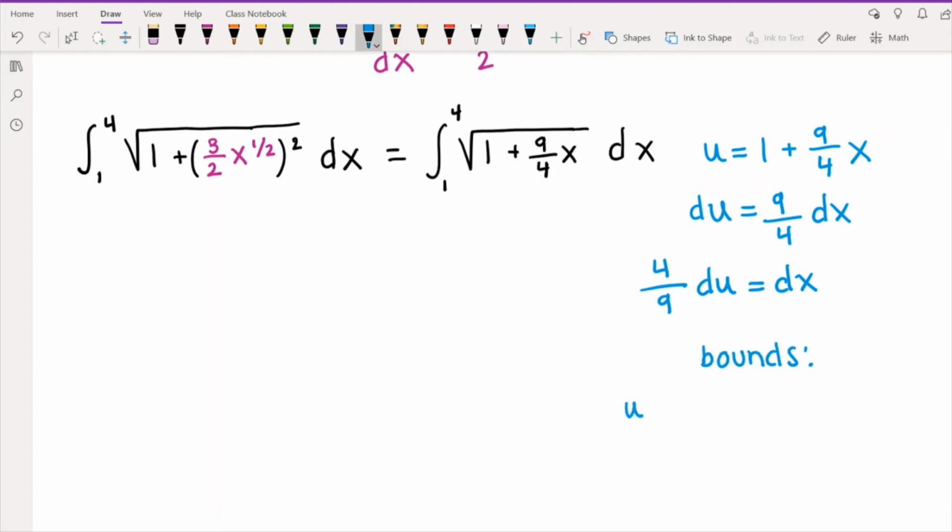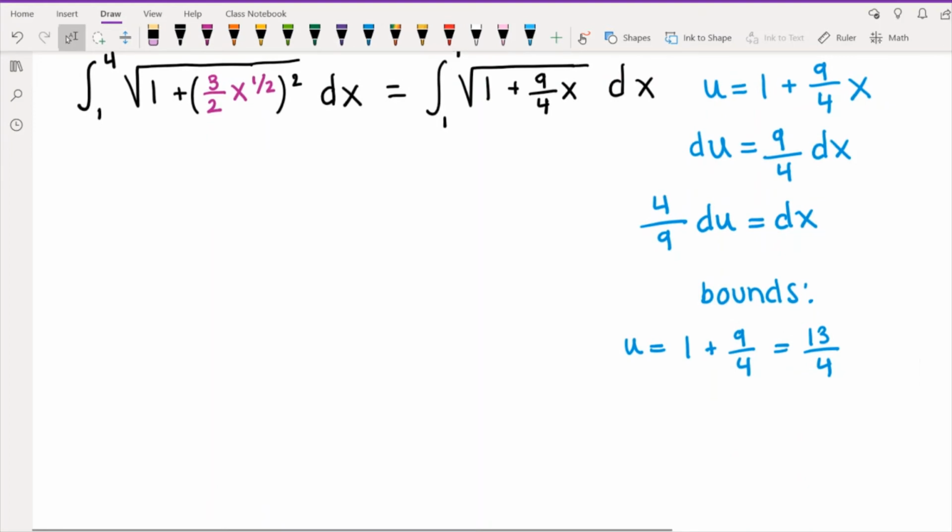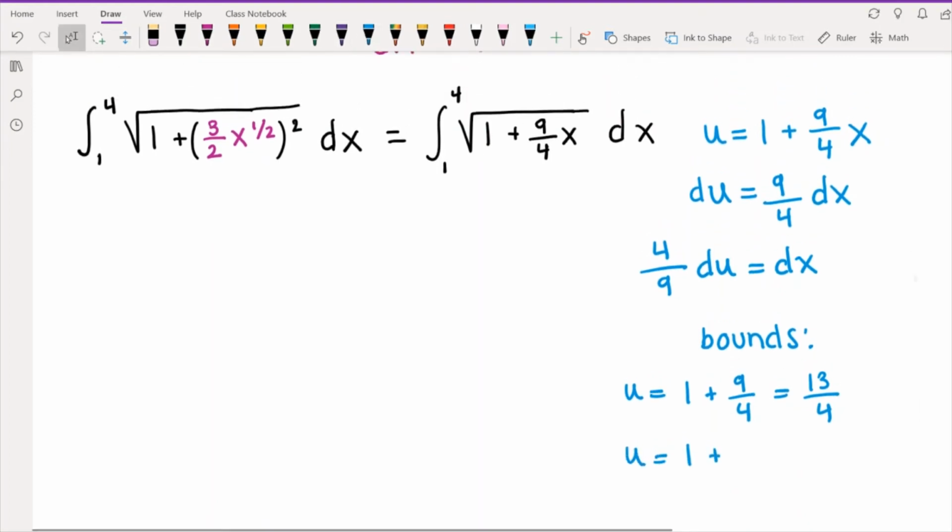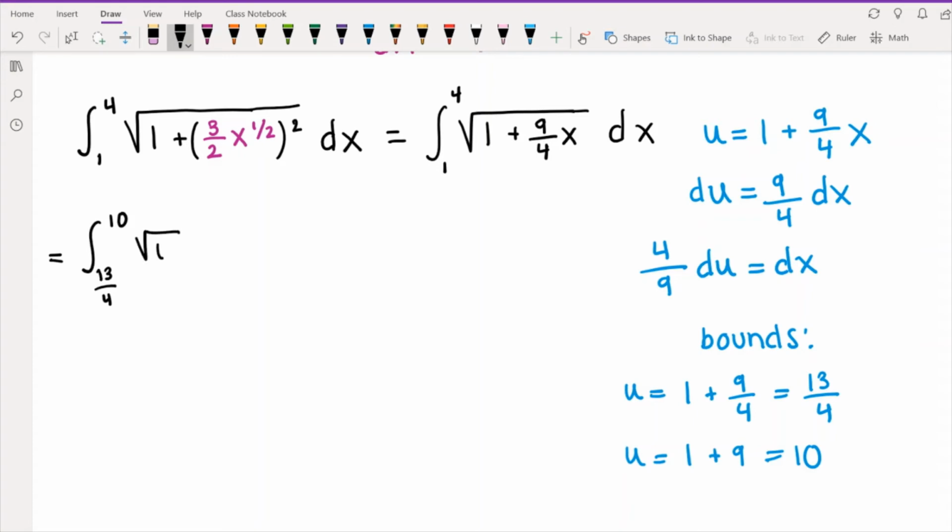So the lower bound is going to be 1 plus 4/9, or 9/4 times 1. So that's going to be 13 over 4. And then the upper bound is going to be 1 plus, so if you multiply 9/4 with 4, you just get 9, right? So the upper bound is 10. And so our integral is going to become the integral from 13 over 4 to 10 of square root of u du.